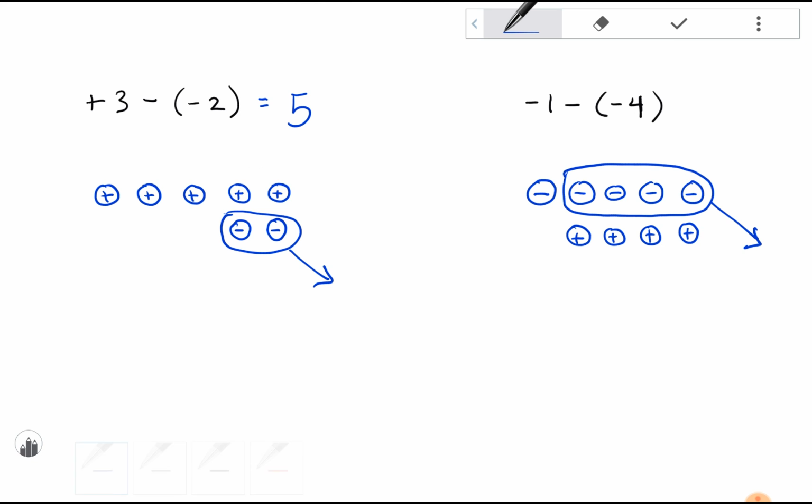As we said before, this is a little bit trickier, but the negatives and the positives cancel each other out. So these ones go away because they're being subtracted. We're subtracting negative 4. We're left with 4 positives and 1 negative. Well, this 1 negative and this 1 positive cancel each other out. Negative 1 and plus 1 makes 0. So really what we have is 1, 2, 3 positives left. So negative 1 minus negative 4, what we're left with is positive 3.